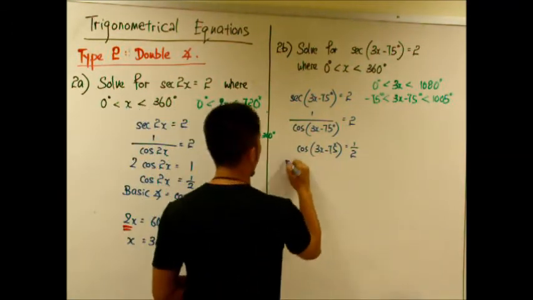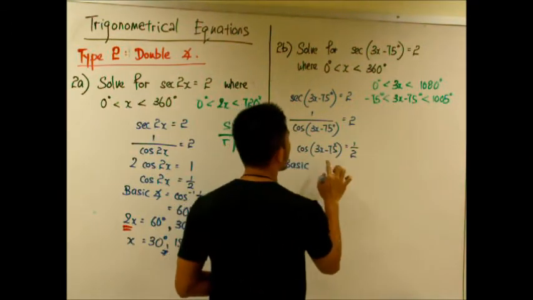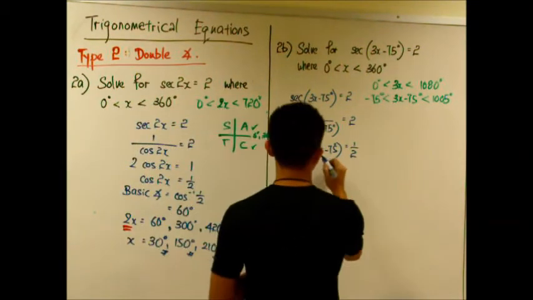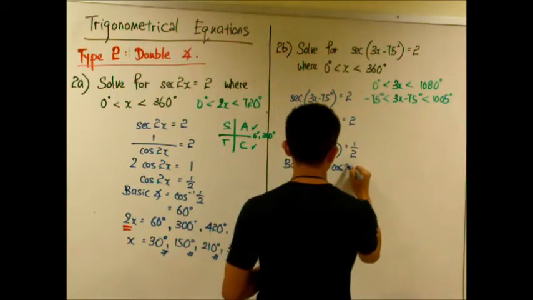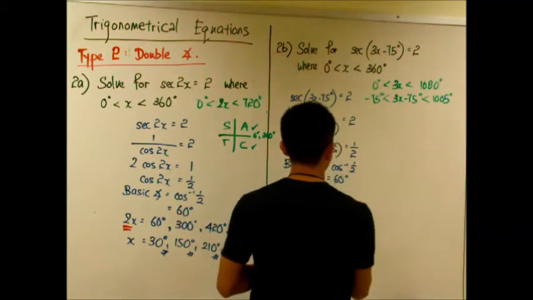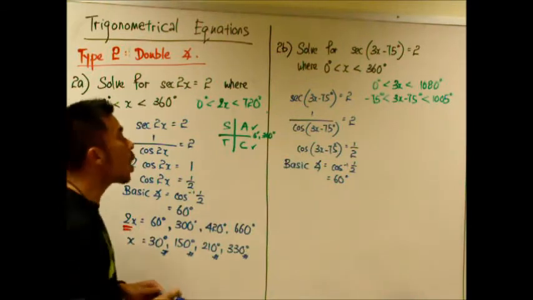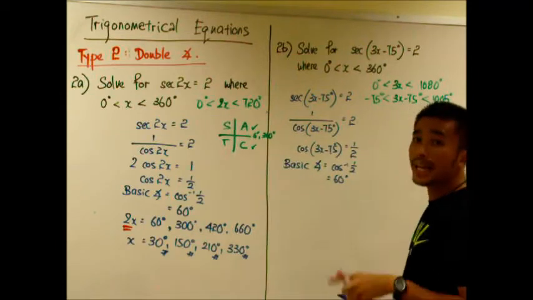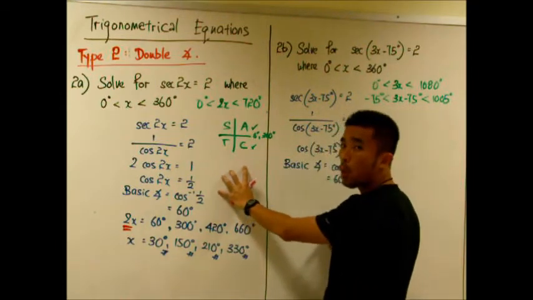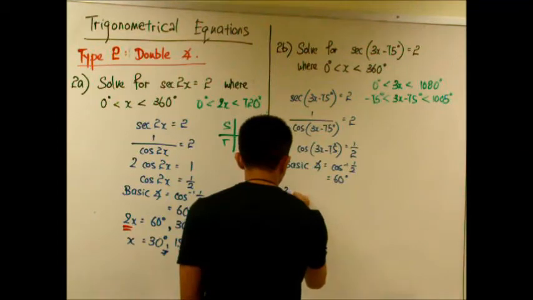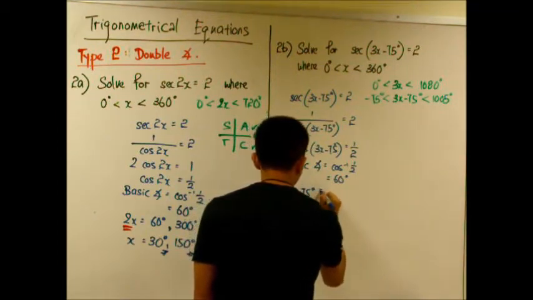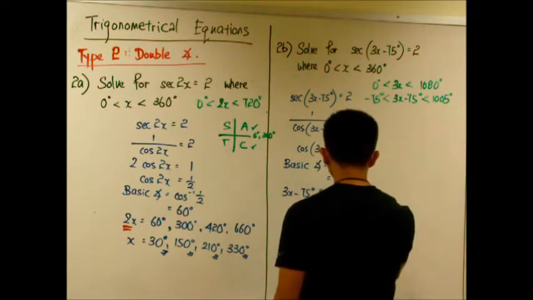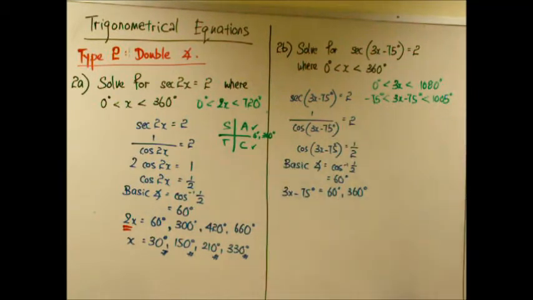Then we are ready to find our basic angle. Since the value of cosine is half, similar to our first one, the basic angle should be the same as well. Now take note, there are 3 cycles of solution. So the first cycle of solution based on our 4-quadrant ASTC, as per normal, 60 and 300. This is your first cycle of solution.